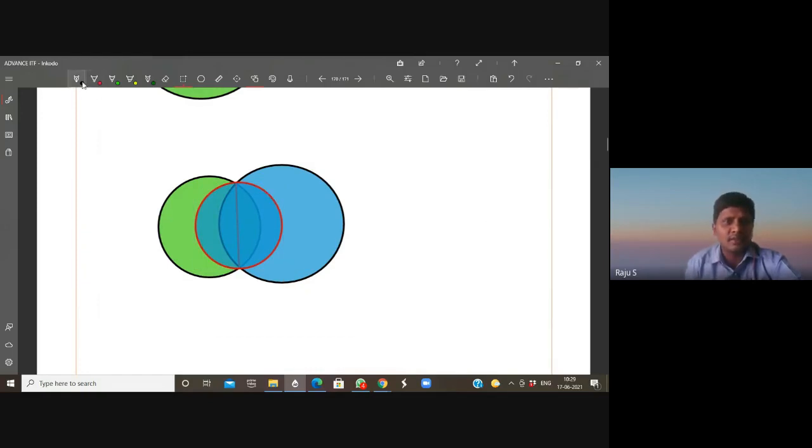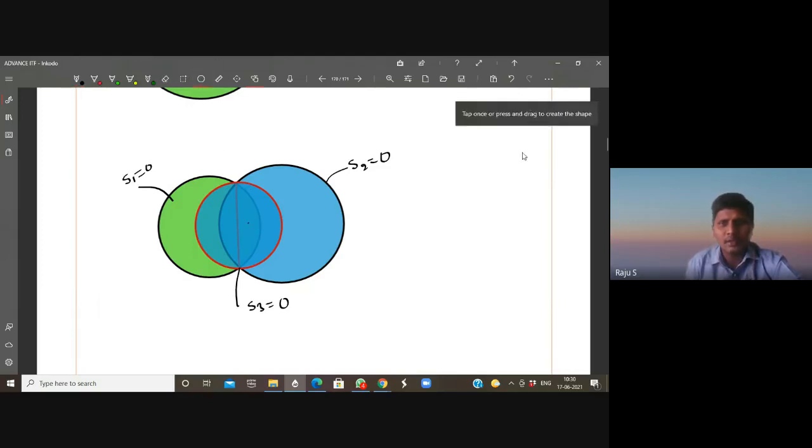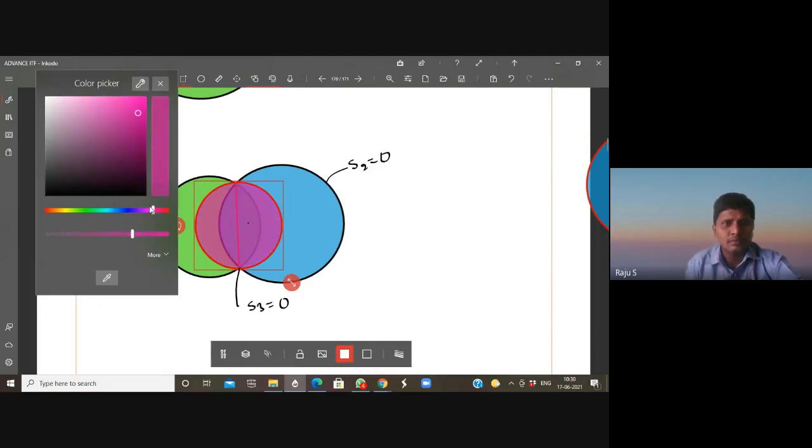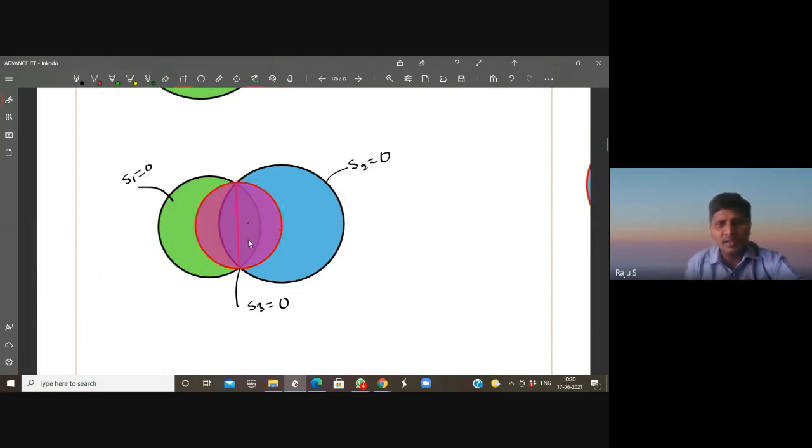Yes, we require this circle. This is the given circle S1 is equal to 0. This is the given circle S2 is equal to 0. We require to find S3 is equal to 0. This circle S3 we want to find. For that, let us take this point as A.